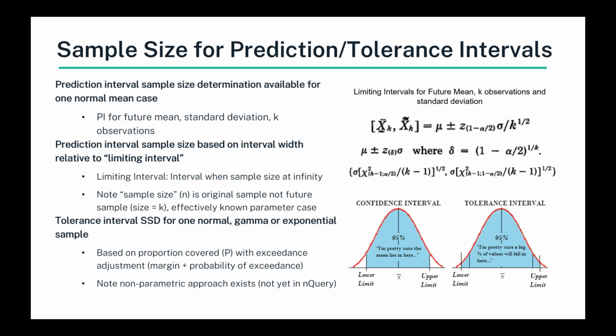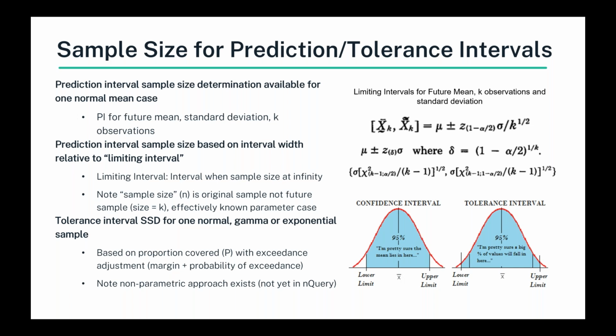For prediction intervals, the theory is relatively well developed, especially for the one normal mean case. I'll just say as well as this, nQuery also offers sample size procedures for future standard deviation and for k simultaneous future observations. While the methods for confidence intervals looked quite similar to power calculations, they use concepts like standard error, the prediction interval calculations are a little bit more abstract.